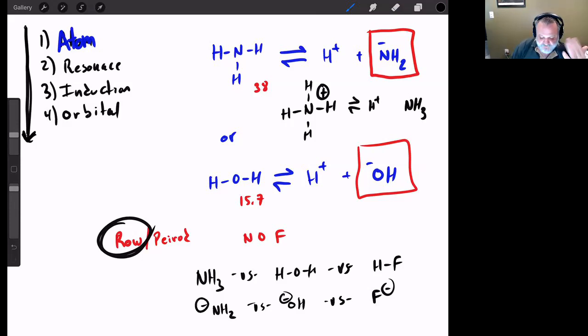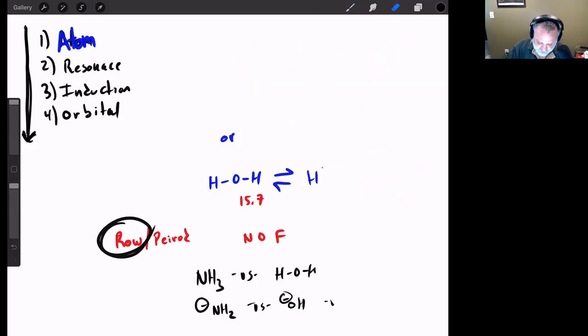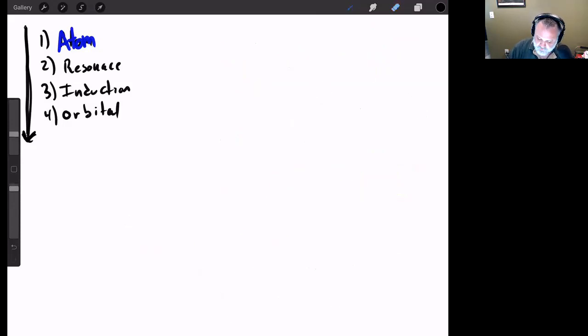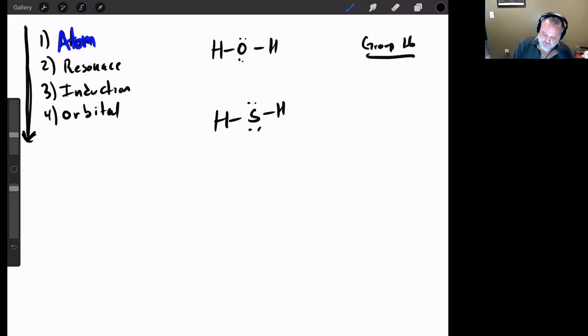Okay, what happens if they're not on the same row? What happens if they're not on the same row? So let me, here, let's erase some of this. What if we want to compare water versus H2S? Now, these are in the same group, right? This is group 16. Oxygen is above sulfur in group 16.